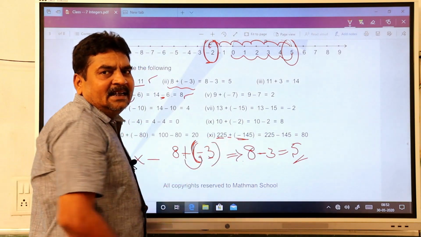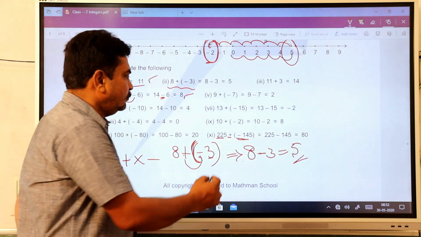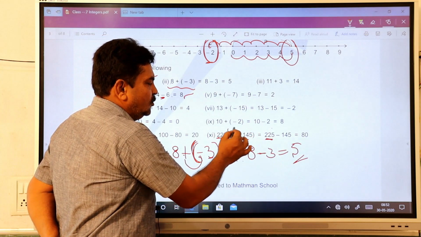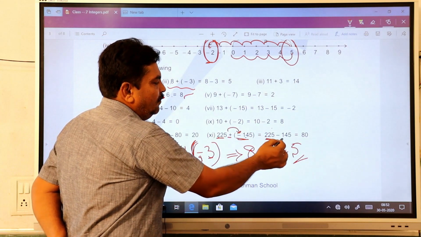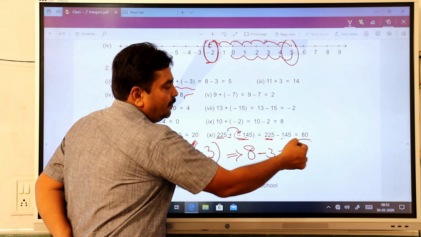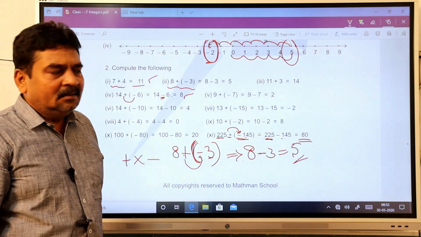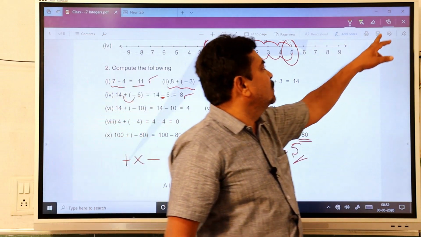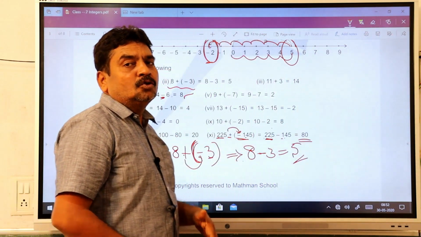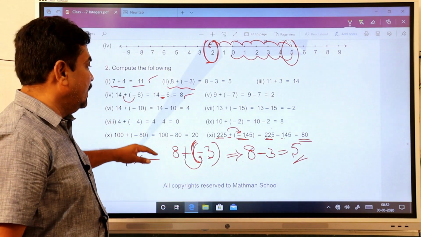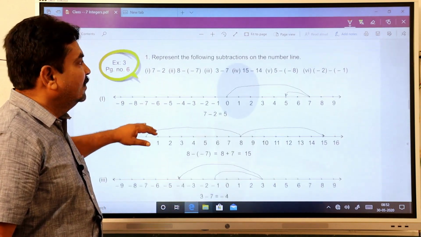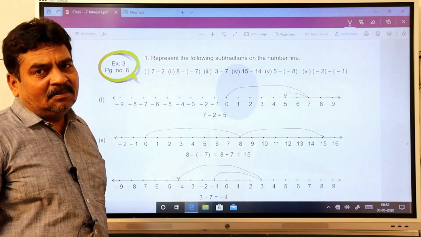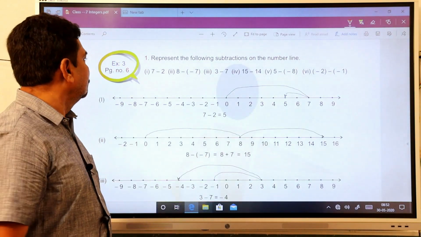225 plus of minus 125. So 225 plus into minus is minus 145. So 225 minus 145, how much? 80. This is very simple as your integers class, because you people have been doing it for 2 years. Even in 5th class you had it. Even in 6th class you did it.